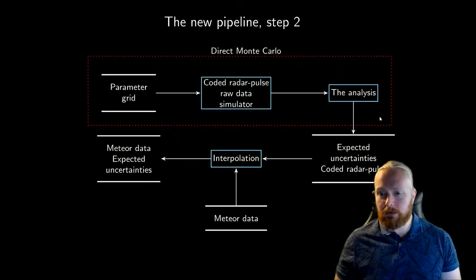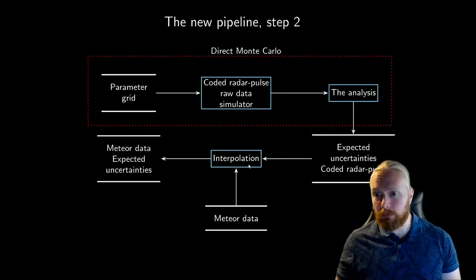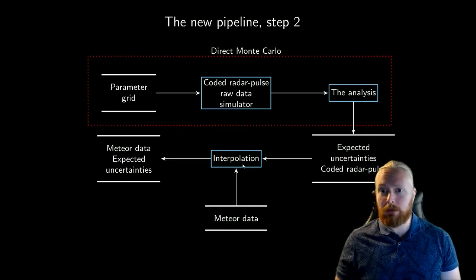So how did we get these probability distributions and the expected uncertainties? Well, it turned out that a lot of the ways we tried initially were way too slow. So what we ended up doing was getting a parameter grid of all of these coded radar pulses, and we simulated the noisy raw data for them, and then passed this pulse through the analysis and got the expected uncertainties for just one of these pulses with one point on the parameter grid. Then we covered the entire parameter grid and direct Monte Carlo sampled every point in the grid to get the expected uncertainties. Now this grid can't possibly represent all possible meteors we can measure, but we can interpolate pretty well between the points. So when we have measured a real meteor, we input the meteor data into the interpolation function and get out the expected uncertainties for the meteor data.